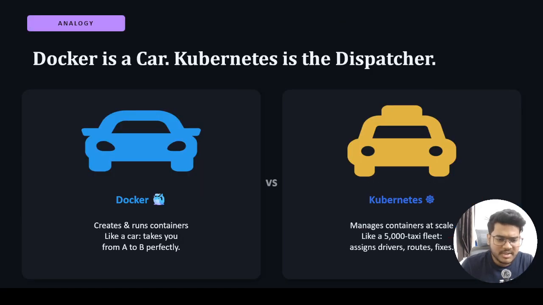Here is one analogy: Docker is like one car. It creates and runs containers, and like a car, it takes you from place A to B perfectly. But Kubernetes is like managing a fleet of 5,000 taxis. Suppose you have to manage 5,000 taxis. Kubernetes will assign drivers, routes, fixes, everything. So it is like that.